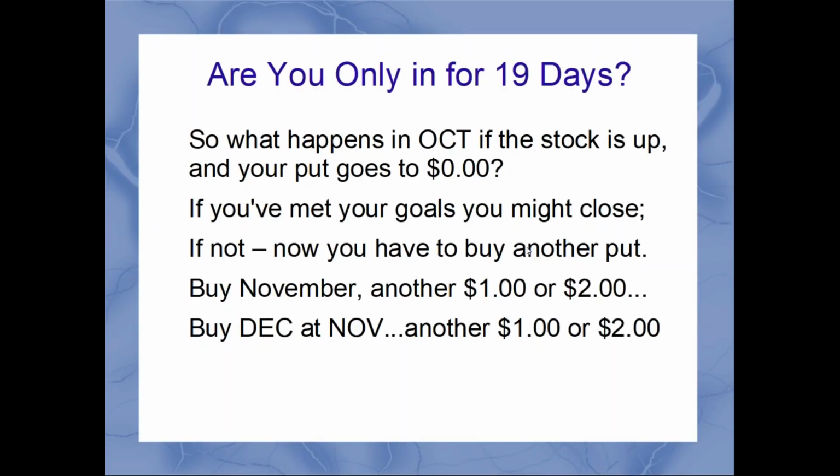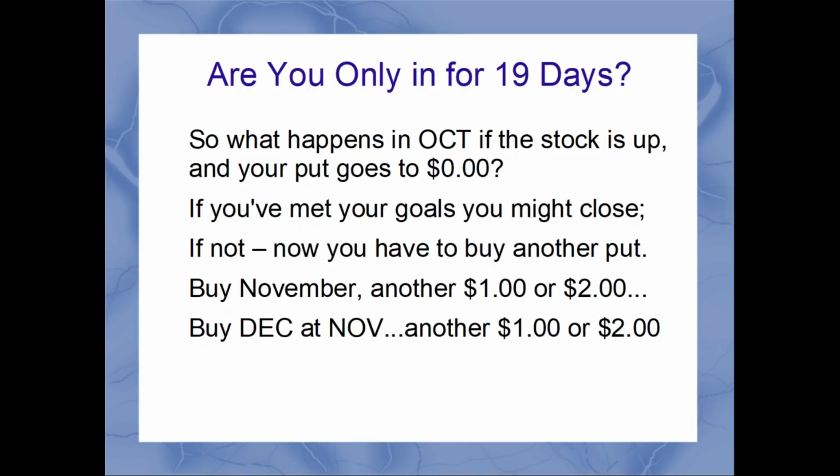But let's think of the structure itself. The trading plan. Are you only planning on being in a stock you just purchased for 19 days? What happens in October if the stock goes up to $36? Well, your put goes to 0. Okay, so maybe you only paid 35 cents for the out-of-the-money option. You still have $3 in gain in the stock. And if you paid 95 cents for that 33 at-the-money strike put for October expiration, well, you lose that 95 cents. If you've met your goals, you might close the position, liquidate the stock, and you're out of it.